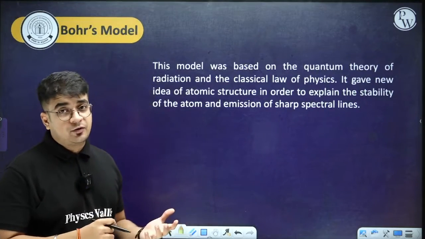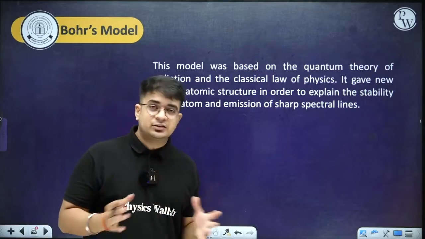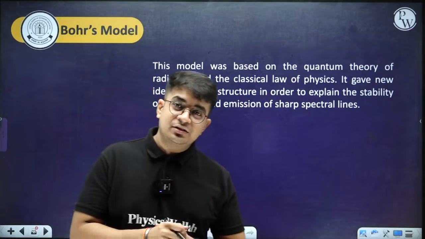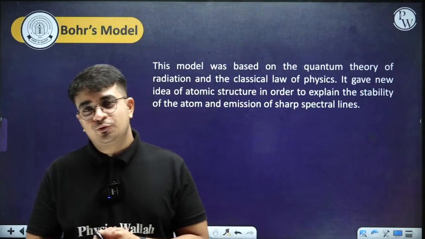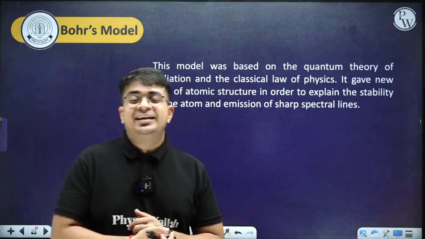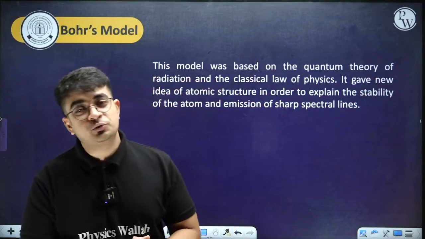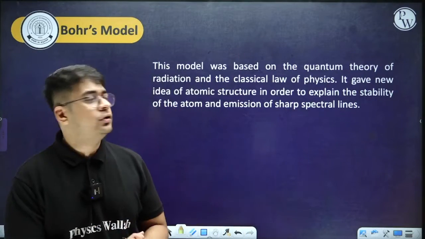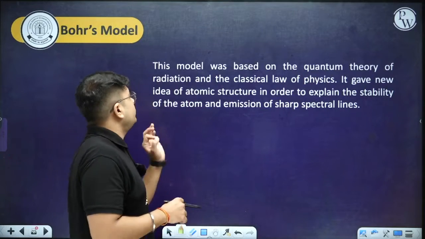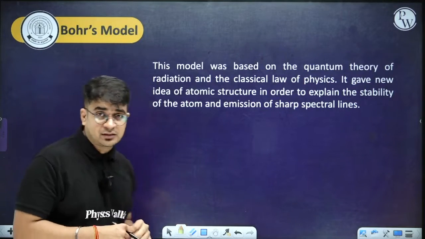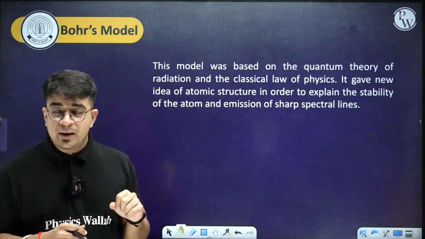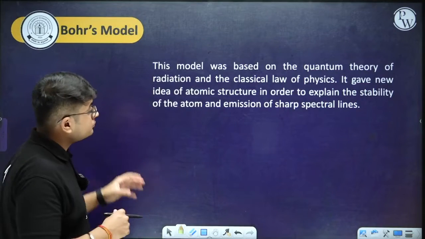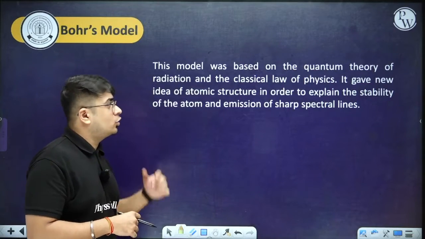Okay, now the next part was Bohr's atomic model. Now this was the advanced version of the model at that particular time, because he saw the experimentations related to Thomson model, although there were no such experimentation at that time, and he entirely studied the part of Rutherford's nuclear model. So he thought we can make a few changes in Rutherford's model and everything is good to go. So he said that this model was based on the quantum theory of radiation and classical laws of physics. So he tried to combine Planck's quantum theory as well as all the classical laws of physics into his model.